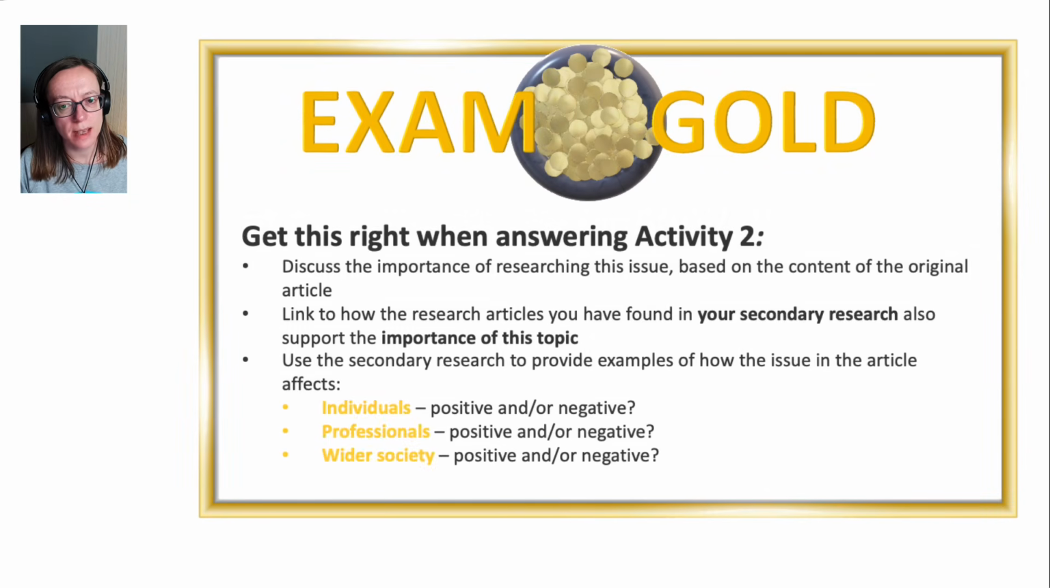So let's have a look at some exam gold for activity 2. Remember, for activity 2, you need to have done your effective secondary research. So in your response, you need to discuss the importance of researching this issue based on the content of the original article. Then you can link to how the research articles you found in your secondary research also support the importance of this topic. You can also use your secondary research to provide examples of how this issue in the article affects individuals, which can be positive or negative effects, professionals, which can be positive or negative, and wider society. We've got some great examples of this on the next slide.